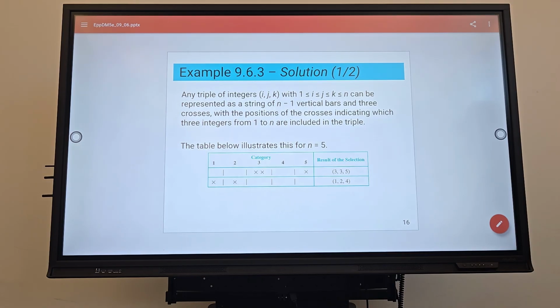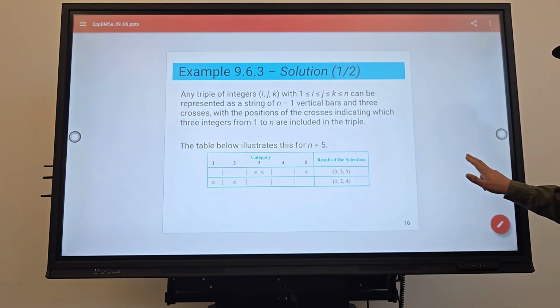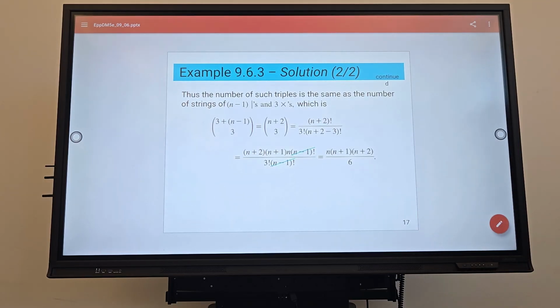The table illustrates this for n equals 5, with a couple of examples of how it could be divided. Thus, the number of such triples is the same as the number of strings of n minus 1 vertical bars and 3 x's, which is 3 plus n minus 1 choose 3, or n plus 2 choose 3, which, when you multiply it out and do some cancellation, ends up being n times n plus 1 times n plus 2 all over 6.